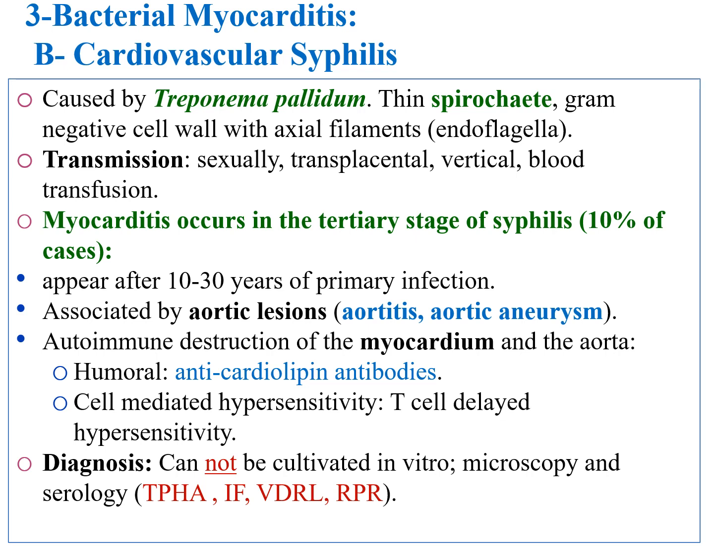And it can appear in the form of aortic lesions, just like aortitis or aneurysm, or it can happen due to destruction of the myocardium, either by autoimmune antibodies, just like the anti-cardiolipin antibodies, or by cell-mediated hypersensitivity reactions against the myocardium. Diagnosis of syphilis is usually attained serologically by one of these tests, because, as you know, the Treponema cannot be stained by the Gram stain, and it cannot be cultivated on ordinary media.